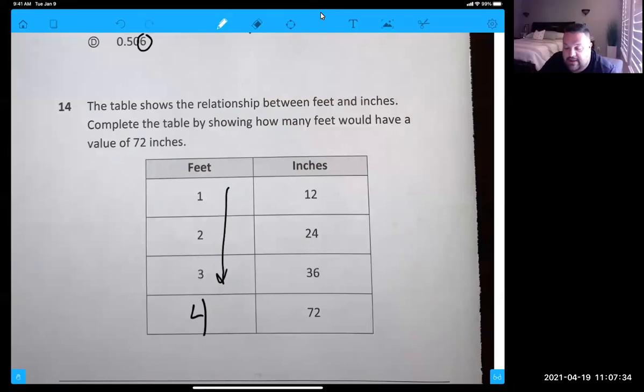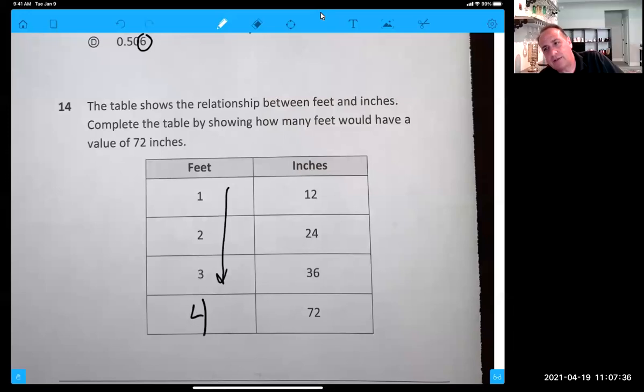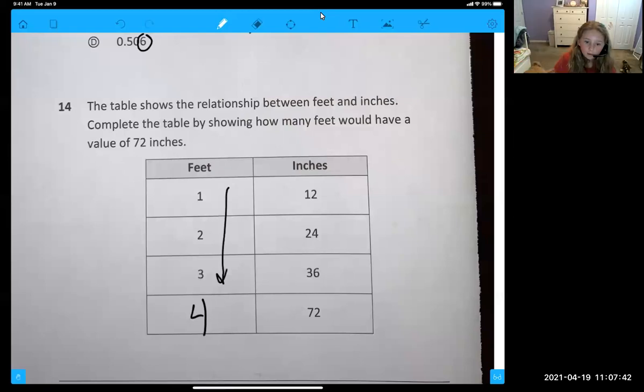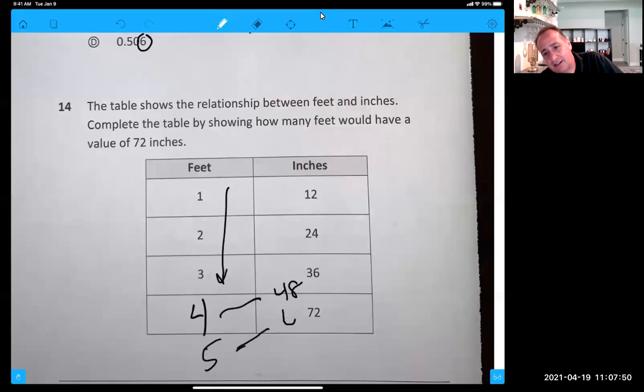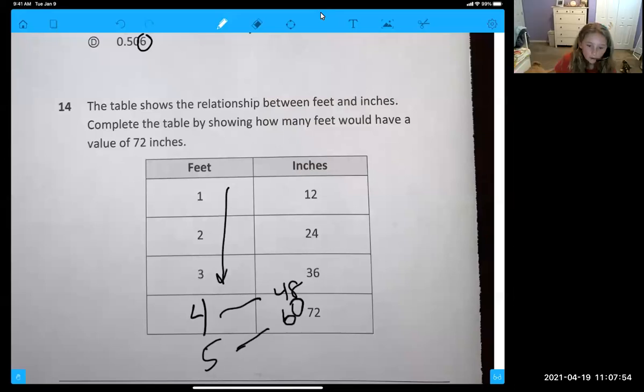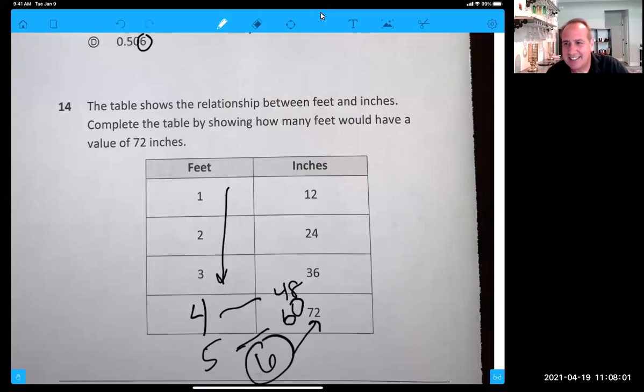But who can tell me why it's not 4? What is 4? What's the answer in inches? That would be 48. Correct. What's 5? 60. Come on. What's 5? 60. Sorry, 60. And what's 6? 72. So your answer for that one is 6.